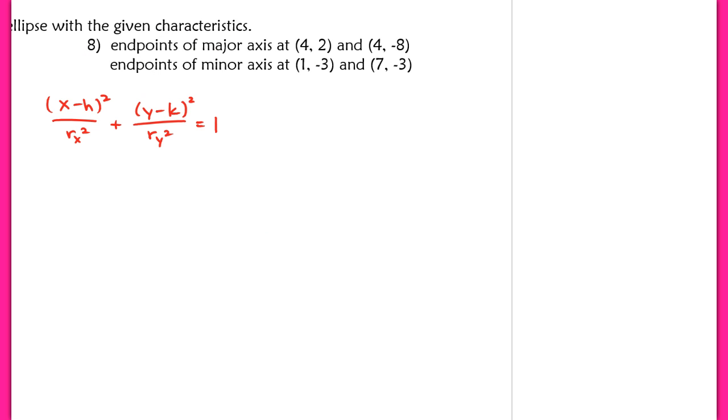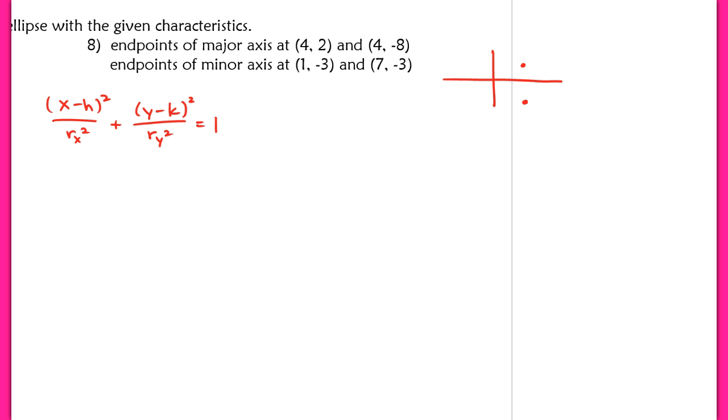Okay, here number 8, we're given totally different information. This time we're given the endpoints of the major axis as well as the endpoints of the minor axis, which means they're telling you the vertices as well as the co-vertices. So if I look at the first line here where it tells me the endpoints of the major axis, if I were to graph these, just real quick, a rough sketch of this, I have a point at 4, 2 and a point at 4, negative 8.